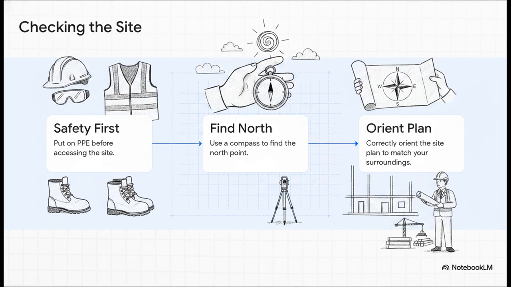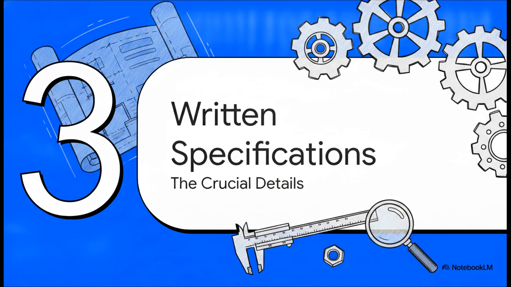So, picture this. You've just arrived on site. What's your very first practical move? Well, after throwing on your PPE, of course, you need to physically orient yourself. You step outside, grab a simple compass to find true north, and physically align your surroundings with the site plan. Think about it. If your map is upside down, your building is going to be upside down too. It's really that simple.